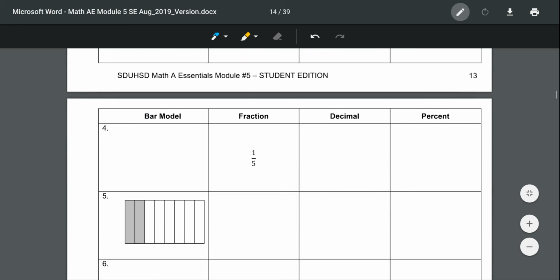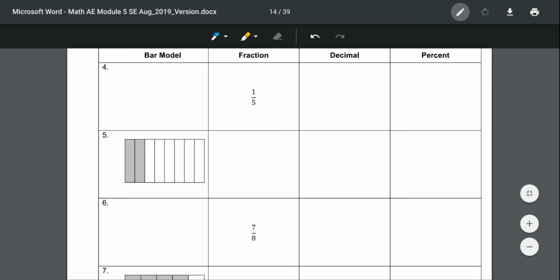Okay, in example number 4, you're given the fraction of 1/5. So to sketch your bar model, sketch a rectangle, and you want to break this up into 5 parts. The denominator tells you how many total parts you have, and the numerator tells you how many of those parts are shaded in. So since only 1/5 is shaded in, one out of those 5 pieces are the ones that you're going to shade in.